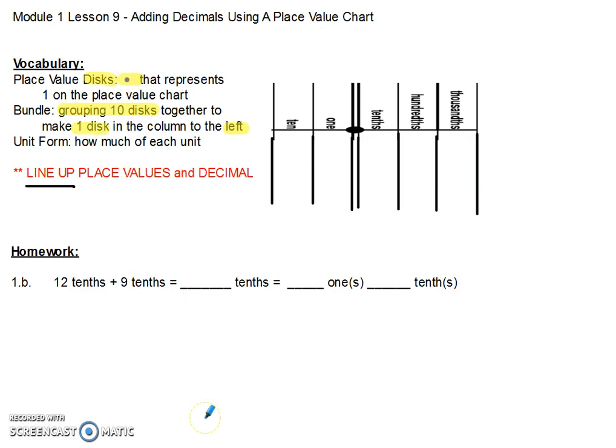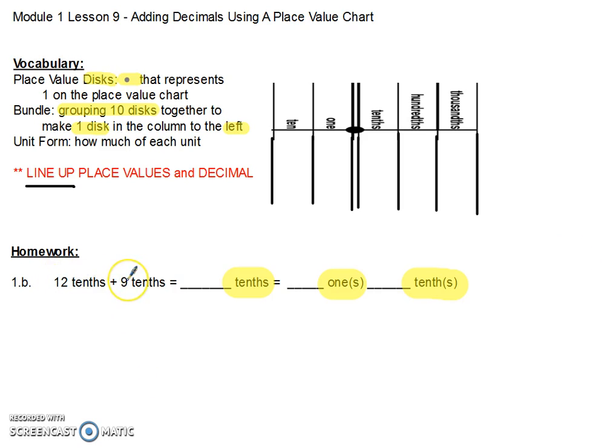So let's take a look at our homework, and I'm going to start with 1B. What this is asking you is giving you a problem here, 12 tenths plus 9 tenths, and then it's asking you how many tenths altogether. And then it wants you to break those tenths down and decompose them or recompose them into ones and tenths. So let's take a look at what that would look like.